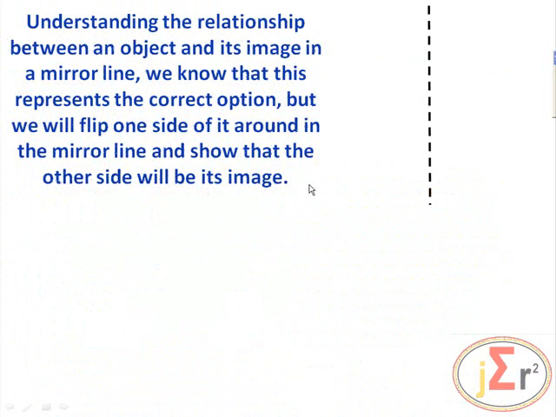Let us take a look at maybe one of the other options. Understanding the relationship between an object and its image in a mirror line, we know that this represents the correct option. But we will flip one side of it around in the mirror line and show that the other side will be its image.